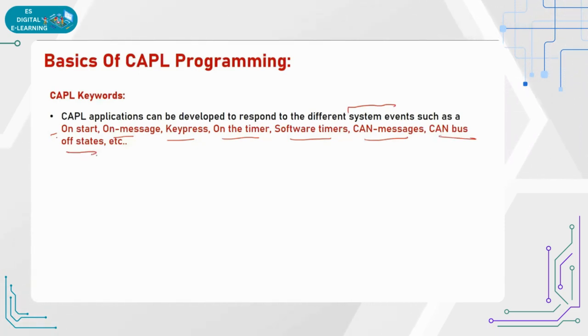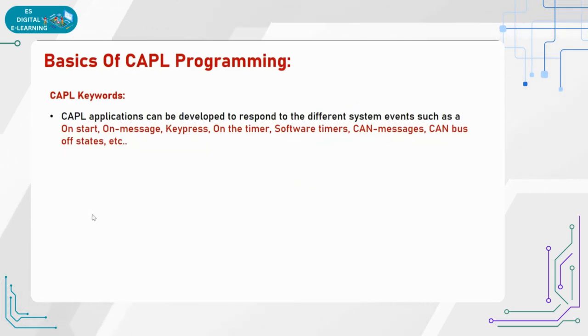So on start is about the CANoe. On message is specifically you need to send the message whenever the message is on. Key press is whenever you are entering the key on keyboard, so that time it should be triggered. And on timer, whenever the response is getting, so that time you need to respond the same. And software timers, because of the programming internally that it has variation, and CAN messages and bus off states. So these are some keywords we need to remember further.